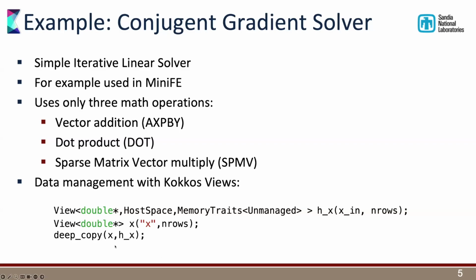Then we're going to perform a deep copy. So this is saying set it to the device from the host. This matches up with allocate a host array, allocate a device array, copy it over.